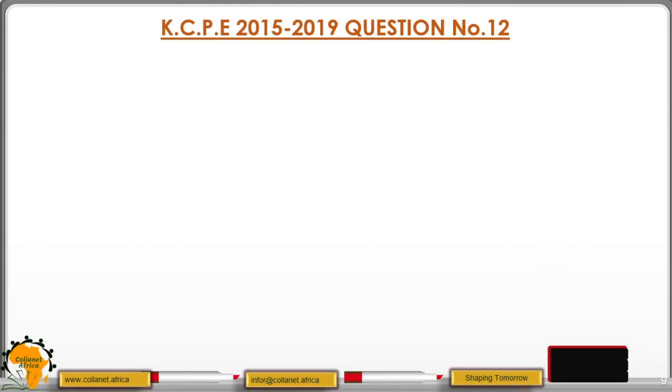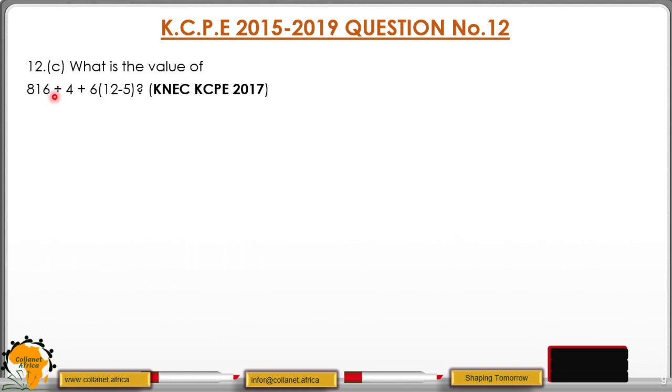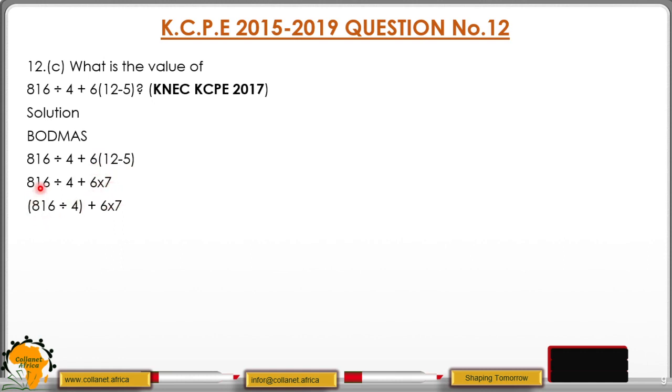Then we move on to see what is the value of 816 divided by 4 plus 6, open the bracket, 12 minus 5, close the bracket. This was a question tested in KCPE 2017. Solution. We start with BODMAS, where we start with what is inside the bracket. So 12 minus 5, you get a 7. Then to remove the bracket, you multiply 6 by 7 to get 42.